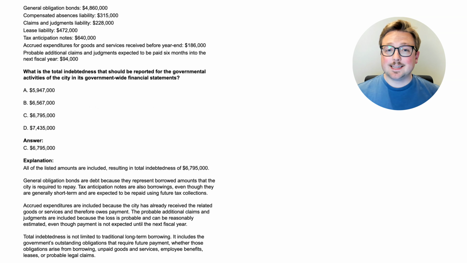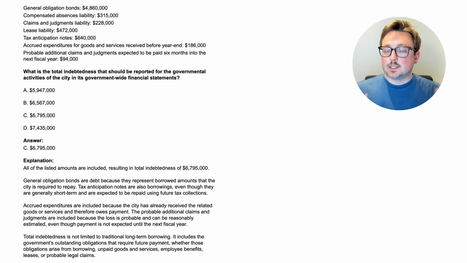All right, here we are. The answer is C, $6,795,000. So let's go through this to start learning how to calculate total indebtedness. All of the listed amounts are included, resulting in total indebtedness of $6,795,000. So we don't go through the calculation here because all you have to do is add up all those numbers, and they all add up together to be that total, and we're including all of them.